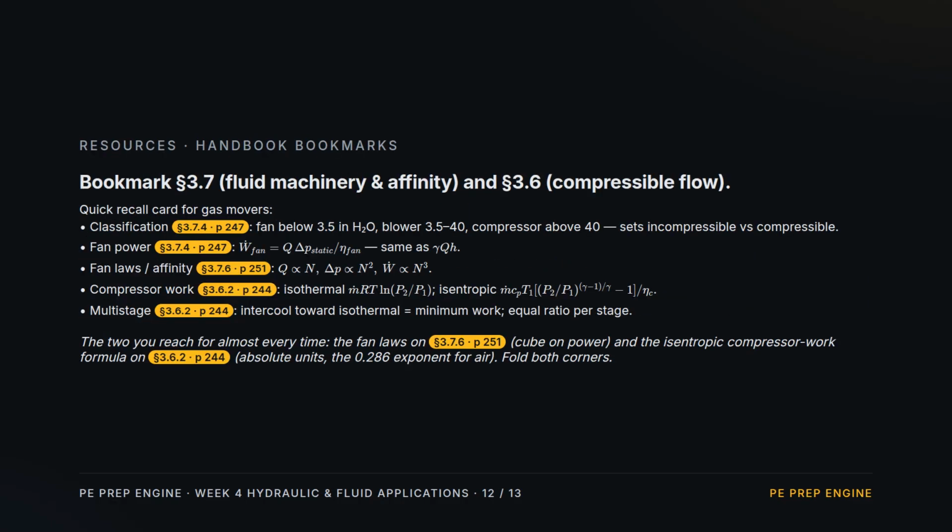Bookmark the pages. The classification table and the fan power equation, which is just gamma QH in disguise. The fan laws, the same affinity laws as pumps, with the all-important cube on power. And the compressible flow relations underpinning compressor work, both the isothermal and isentropic forms, plus the multi-stage intercooling idea. The two you'll reach for almost every time are the fan laws and the isentropic compressor work formula.